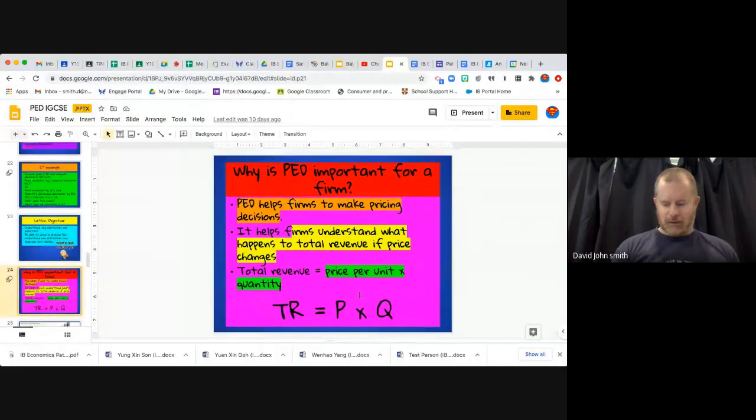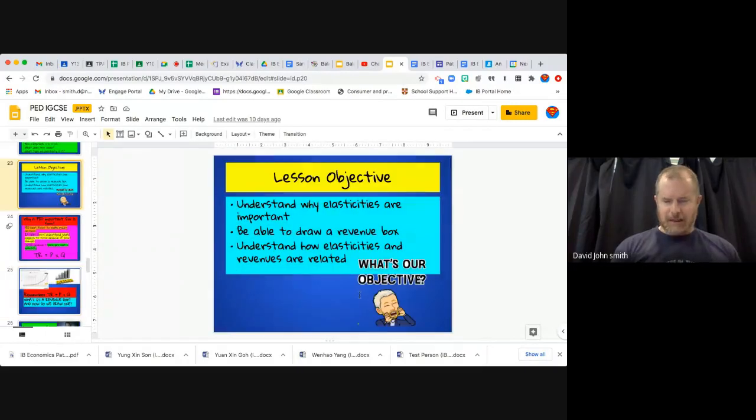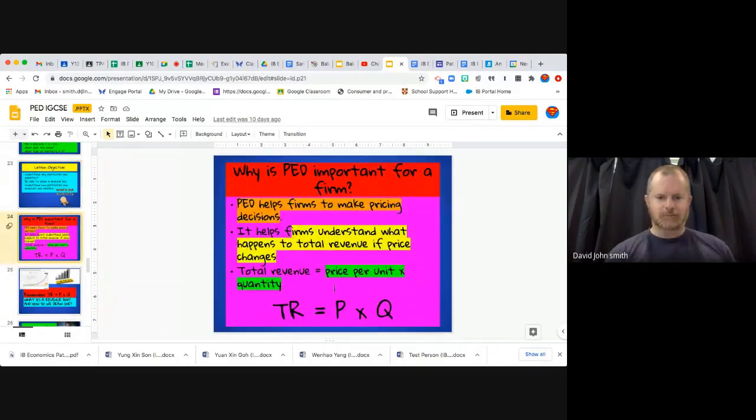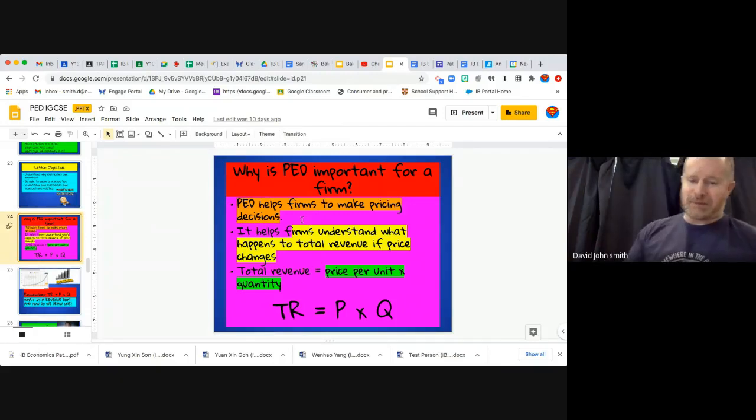There's TR equals P times Q. So this idea, that we've got a coefficient for PED, that we've actually done the calculation, is going to help us when we're trying to figure out, as a business, how to price our product. It's also going to help us figure out what's going to happen to our revenue if the price changes. So as you saw before, if our product is more inelastic, then it actually makes sense for us to increase the price.